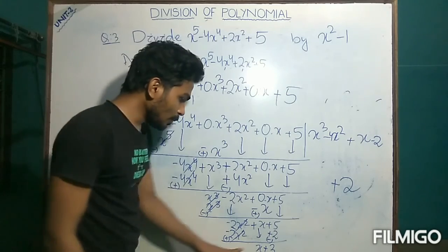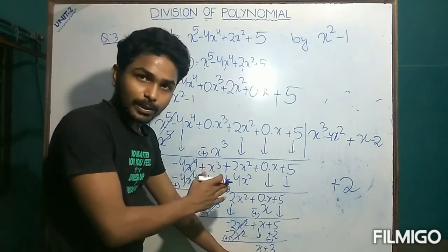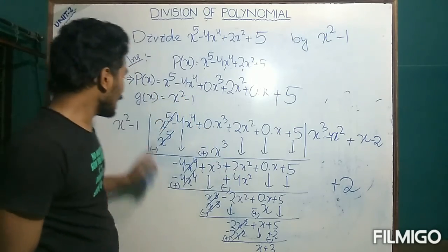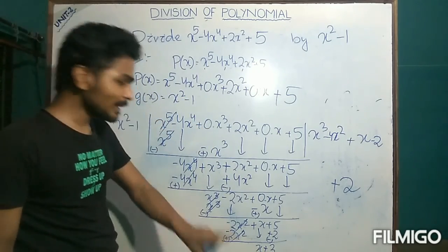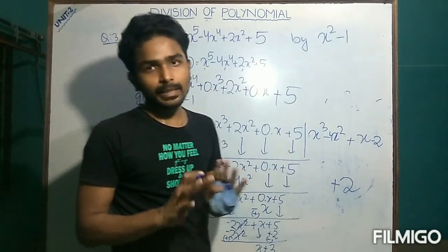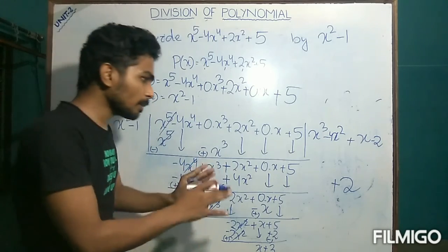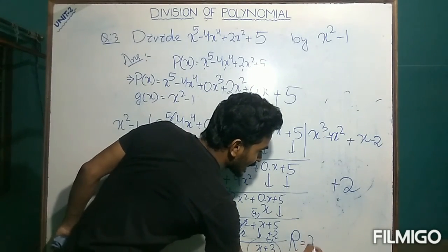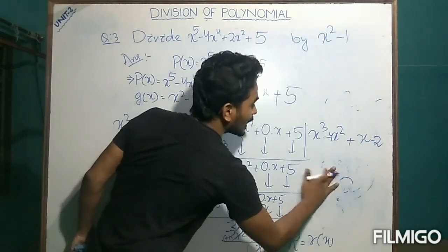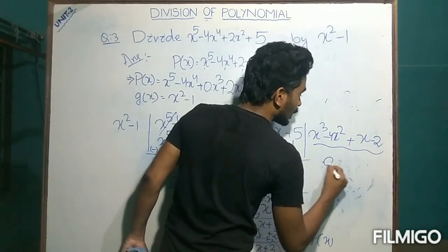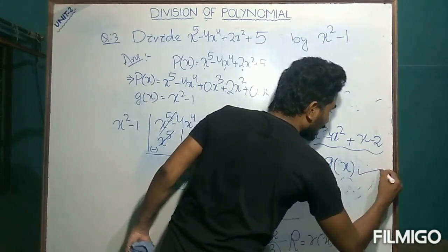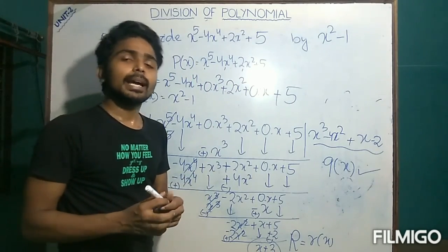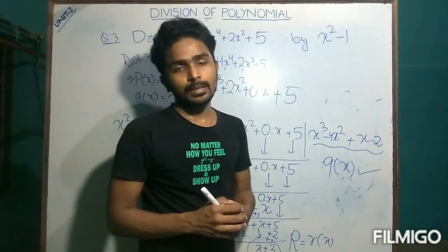Now we will see whether the division will go further or not. Here see the remainder has the power 1, while the divisor has the degree 2. That means the degree of the remainder is less than the degree of the divisor. So stop the division here. This is our remainder, that is R of x, and this part is known as the quotient q of x. So you can follow all this procedure and carry out the division process.